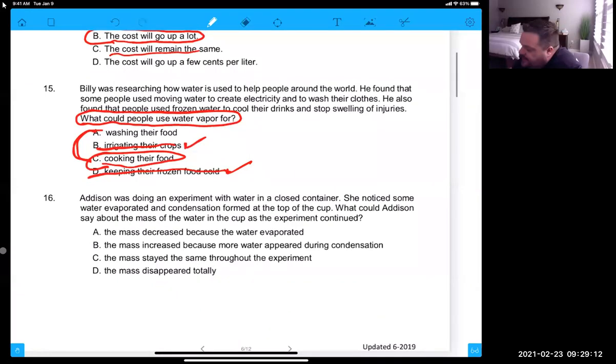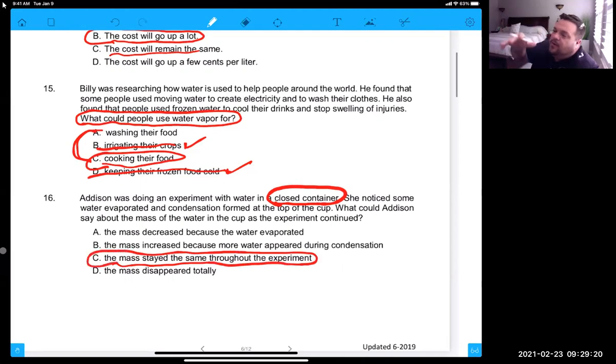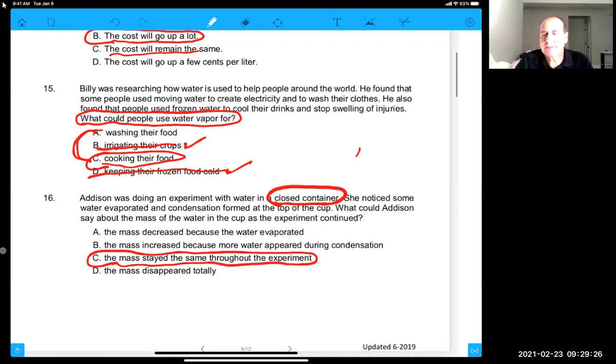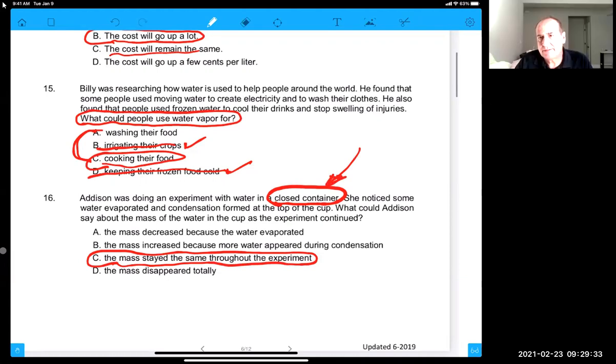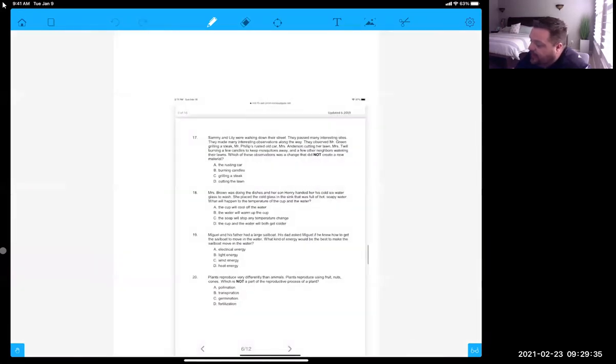Okay, the keywords in this, Mr. Spina just said it, is closed container. That makes your answer C, because remember, if it's closed, as that water starts to turn to steam and evaporate, it stays inside, right? It can't go anywhere. So it stays inside. But if you don't pay attention to closed container, you would think that it would decrease. But remember, whenever it's closed, it's going to usually stay about the same.